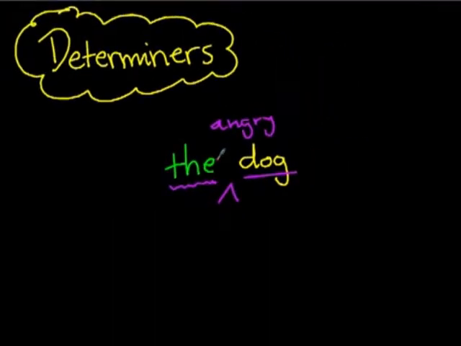Okay, so they're words that tell us something about nouns. But what kind of information do they give us about a noun? And if you're going to analyze determiners, what can you say about them?